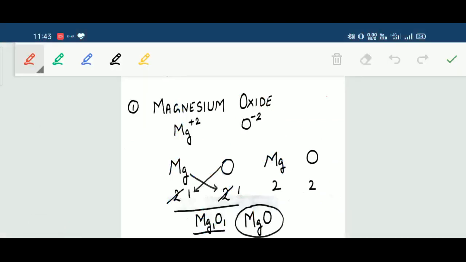Once again I am repeating, you always have to write the cation first and anion afterwards. Write down the symbol and valency separately, then write down the valencies in the simplest ratios, and after converting them into simplest ratios, cross multiply the valencies. That means the valency of oxygen will be written as a subscript of Mg, and the valency of Mg will be written as a subscript of oxygen, the simplified valencies. And after cross multiplying, write down the chemical formula of the compound.